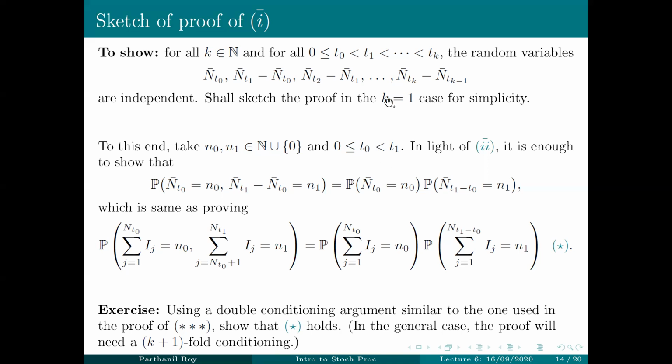As I said, I'm only sketching the proof in the k equal to 1 case for simplicity. In the general case, when you have to prove all these k plus 1 many random variables are independent, then you have to actually use a k plus 1 fold conditioning as opposed to a double conditioning.